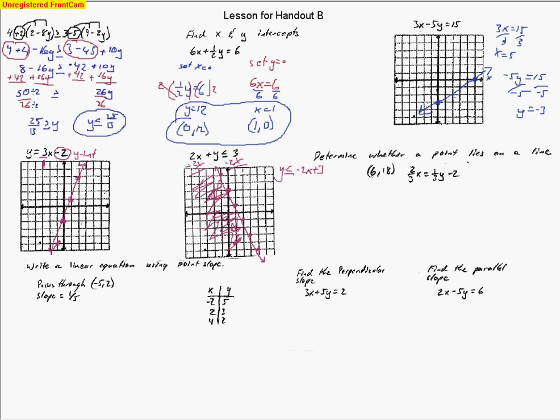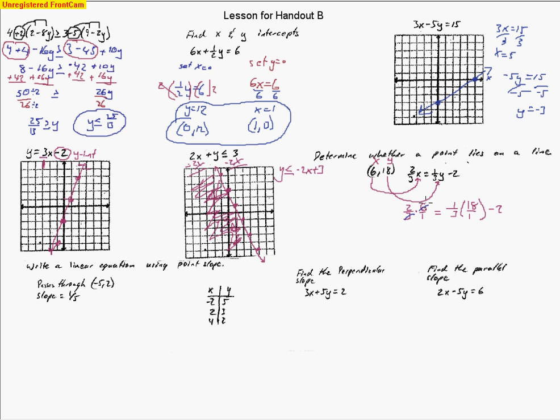Next one is asking us to determine whether the point lies on the line. Well, you're just going to take your x value, which is 6, put that in for x. Take the y value, which is 18, put that in for y, and see what happens. So now we've got 2/3 times 6 over 1, equals 1/3 times y, which is 18 over 1, and then this is a minus 2. So I go ahead and do some opposite operations. Actually, in this case, before I do any of that stuff, let's do some reducing.